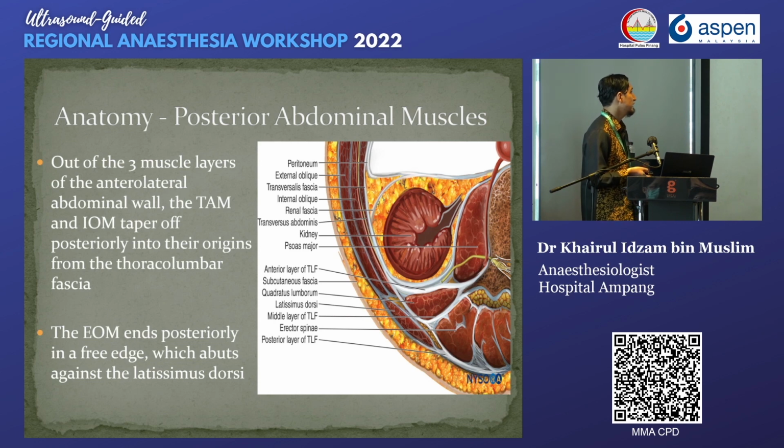Out of the three muscle layers of the anterolateral abdominal wall, the transversus abdominis and internal oblique taper off posteriorly into the origins from the thoracolumbar fascia. The external oblique ends posteriorly in a free edge, which abuts against the latissimus dorsi. So here are the three abdominal muscles. Then this external oblique abuts the latissimus dorsi. Okay, so this is the QL muscle. Beneath it is the psoas. Okay.